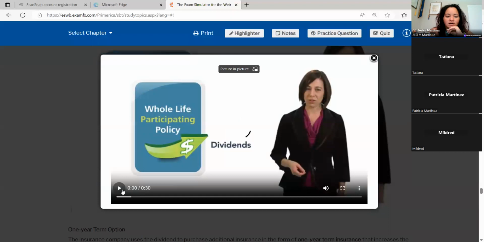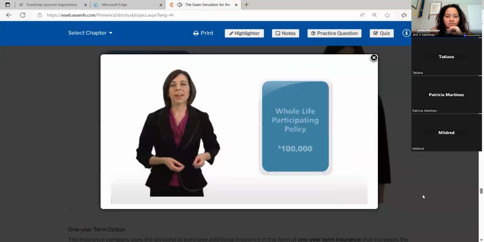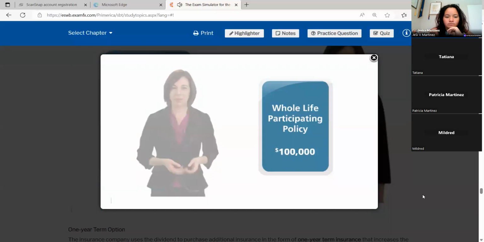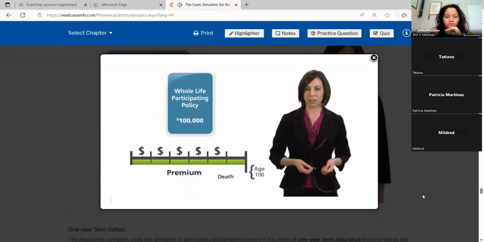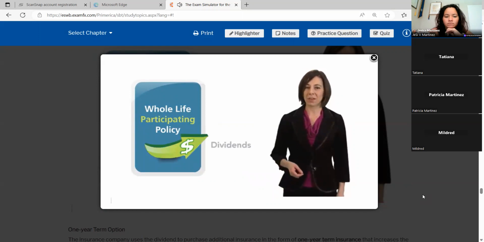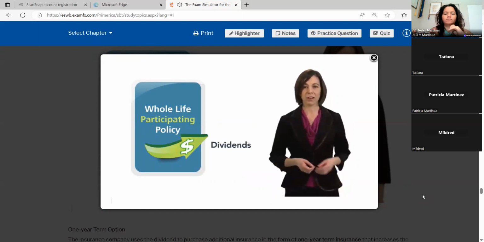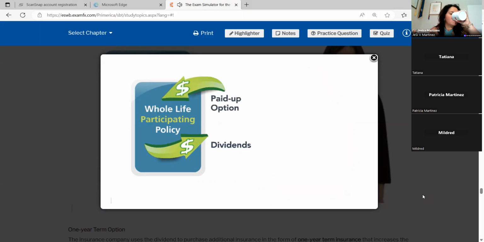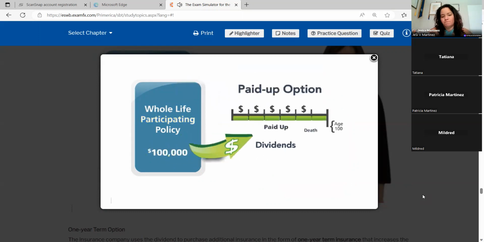So let's see. Watch this. Sophia has a whole life participating policy in the amount of $100,000. Monthly premiums in a policy are scheduled until age 100 or the date of the insured's death. Since it is a participating policy, dividends have been distributed to Sophia every year, so she has chosen the paid-up insurance option. Under this option, the insurance company has taken the policy dividends and applied them to the premiums on the policy so that it will be paid up sooner than age 100.